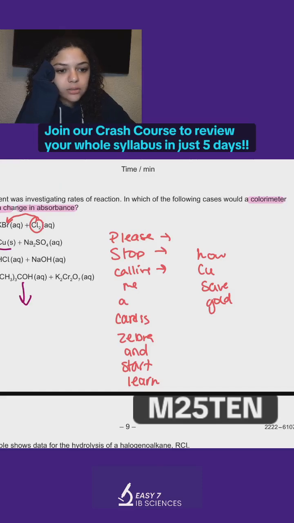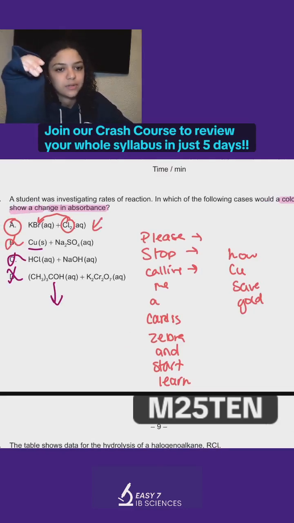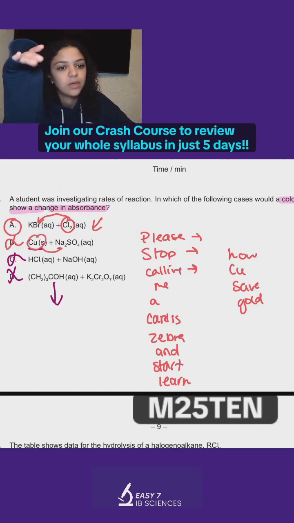But aren't only transition metals colored? Good question. Remember halogens, you have to know that they're colored, and you have to know the colors specifically. And here, this reaction doesn't even occur, because copper is not strong enough to displace sodium. If it was, then this could have shown a color change because we know transition metals are colored.